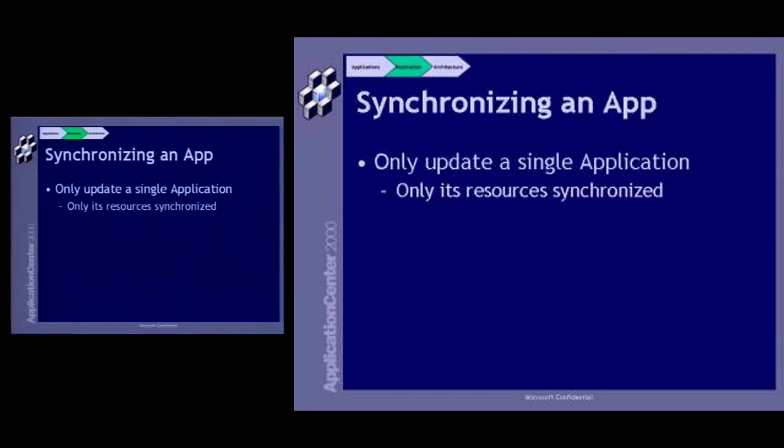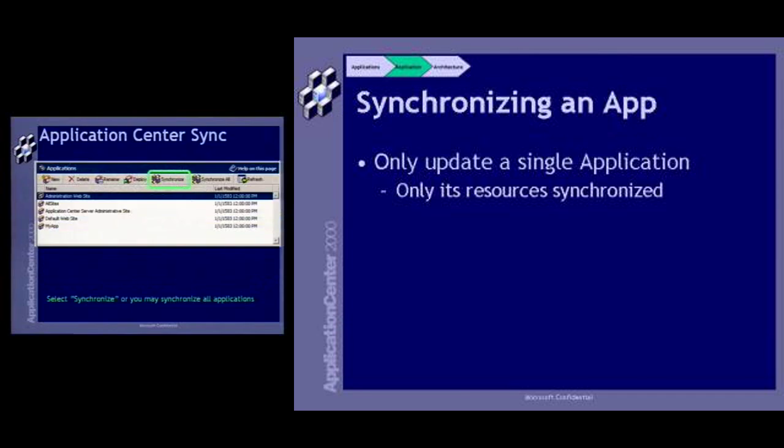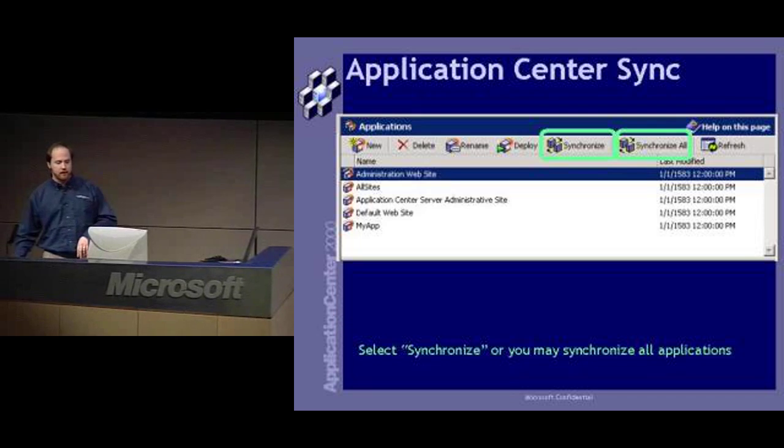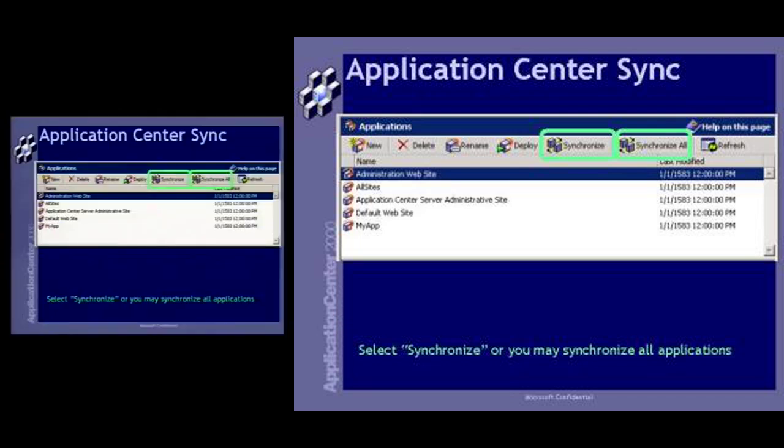Now, finally, if you want to synchronize only a particular application because you know that you've updated that application, you can do that too. You just go to the Applications node, as I showed you before, and you hit the Synchronize button. There's also an option here to synchronize all, which will synchronize every application across all the servers. This is very similar to the Sync All button, or it does exactly the same work as the Synchronize All or Synchronize the Cluster button.